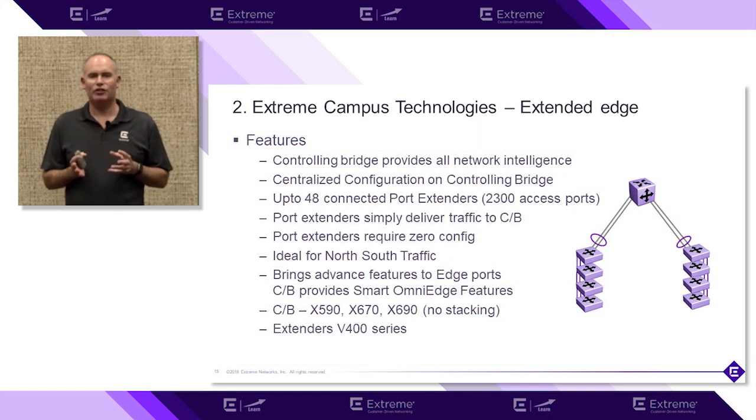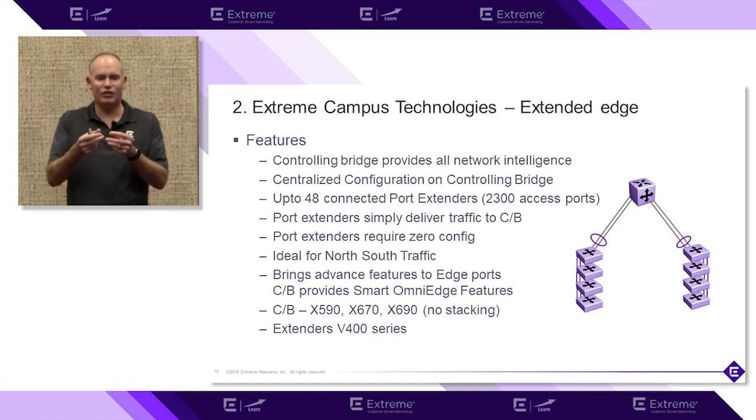So the next technology to look at is the extended edge. With the extended edge solution, we're actually using port extenders to extend the access layer of the network. We have a central switch called the controller bridge. This switch has all the intelligence of the network. The port extenders simply forward any traffic coming from user devices to the controller bridge where the traffic is processed, any decisions are made, and then the traffic is either sent onwards or back down to another port extender.